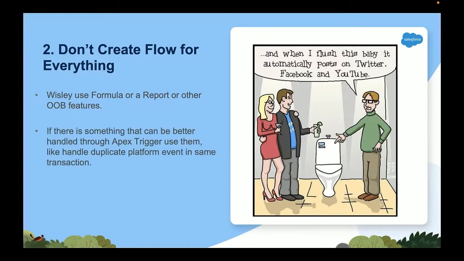If something can be better handled through an Apex trigger, use that. For example, you may want to handle duplicate records while subscribing to a platform event. You can handle that better in an Apex trigger because, for example, in a single transaction, if you receive 5 platform events, Salesforce will invoke 5 flow interviews, whereas an Apex trigger can handle them in a single transaction.